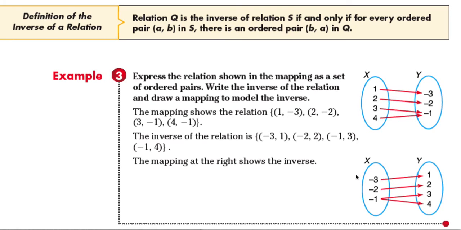So if we reverse it, we take all the y coordinates, put them in the x coordinate pile, and all the x coordinates, put them in the y coordinate pile. We now have (negative 3, 1), (negative 2, 2), (negative 1, 3), and (negative 1, 4). So the mapping at the right shows the inverse. So from there, this is now the mapping of the inverse of this particular relation. Okay, so relations and their inverses display some interesting characteristics, as we will find out later on. Okay, and that's the end of our lesson. Thank you for watching.